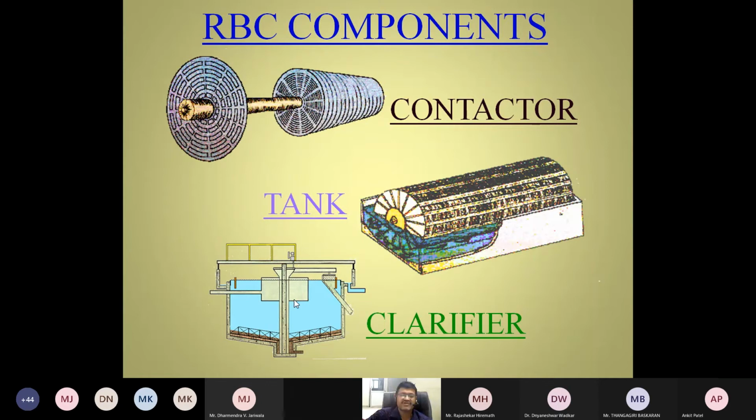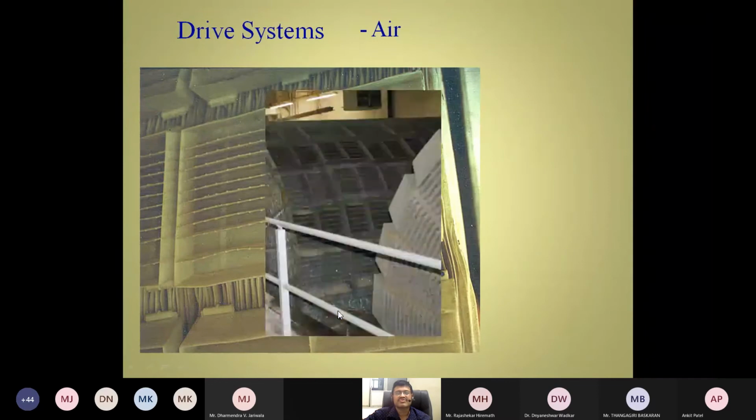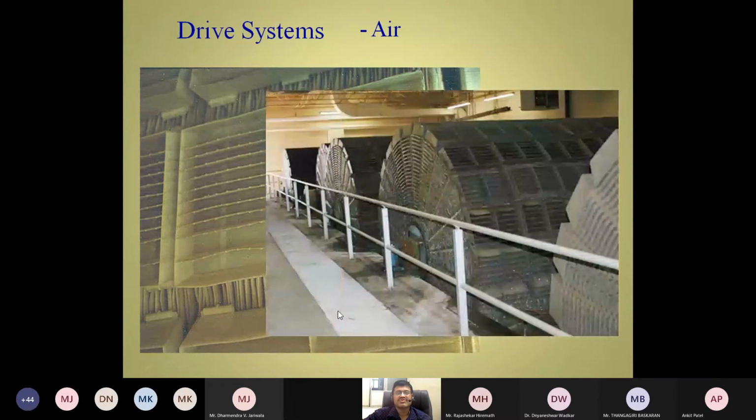Why is a clarifier needed? Because we want to separate the biomass from the treated water. Clarifier is required after every biological treatment, because we want to separate the treated water from the bacterial biomass. The biomass is settled down and the treated water will be taken out. So this is you can know, and this drive system will be there.